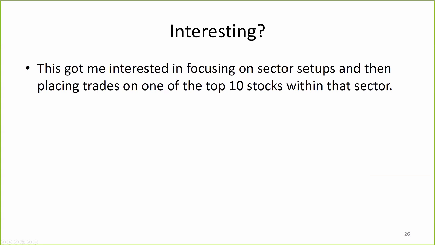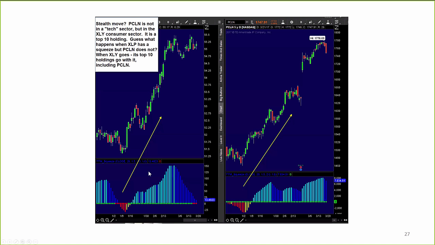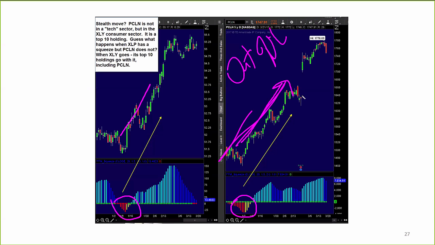So this got me interested in focusing on sector setups and then placing trades on one of the top 10 stocks within that sector, regardless of whether it had a signal or not. Here's Priceline, which is part of XLY. Look at this: XLY has a squeeze and takes off. Priceline does not have a squeeze, but Priceline suddenly takes off. I remember this move because it was an out of the blue move. Wow, what's going on with Priceline? Is there any news on it?